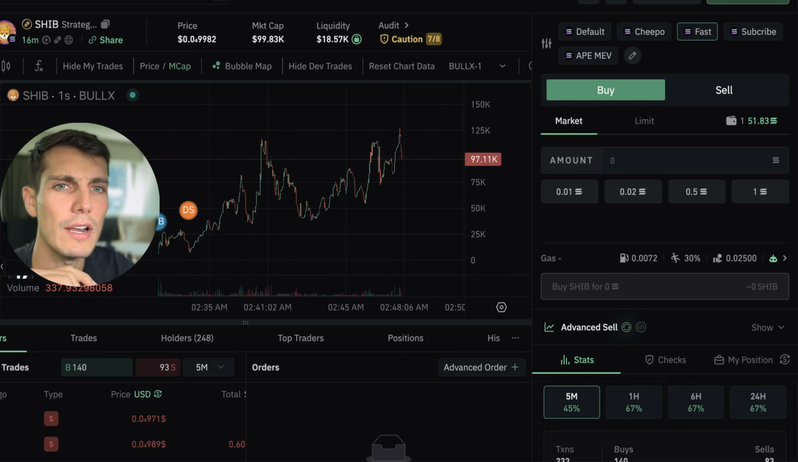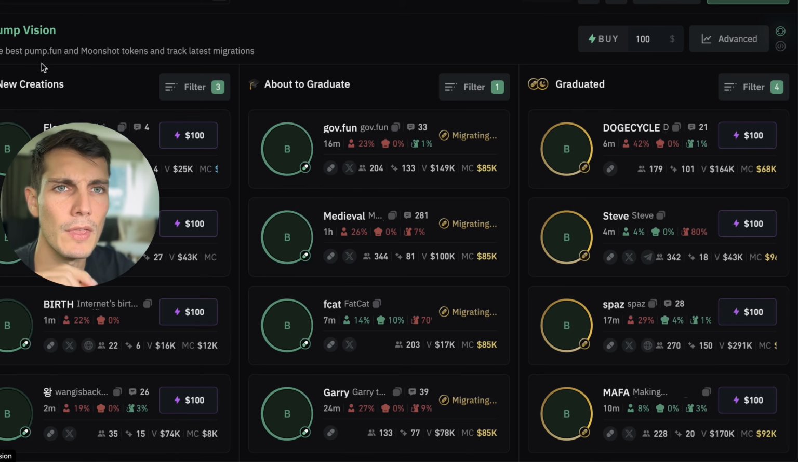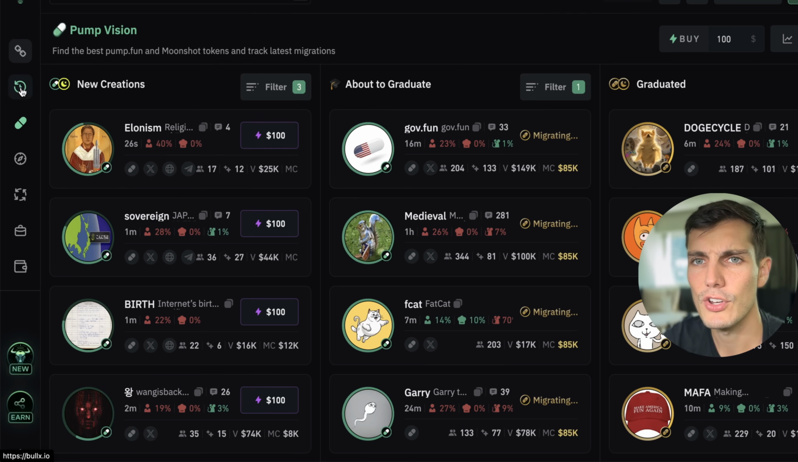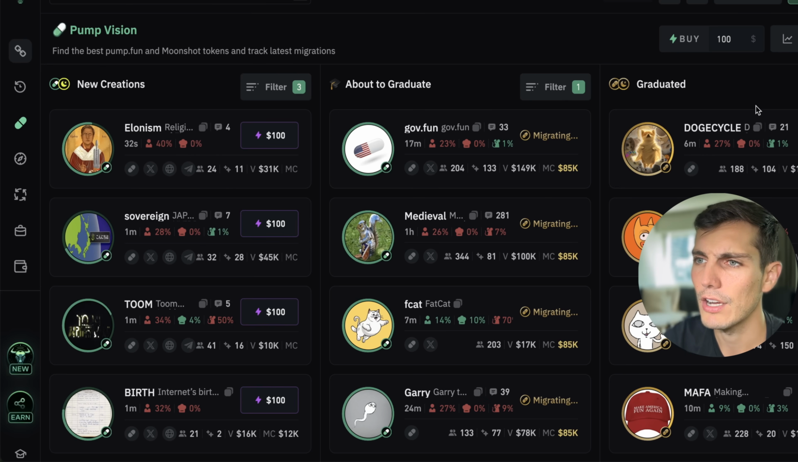Anyways, now let's check how to set up the filters. For here, you go on Pump Vision or New Creation. I like Pump Vision better. And I have the New Creation, about to graduate, and graduated.